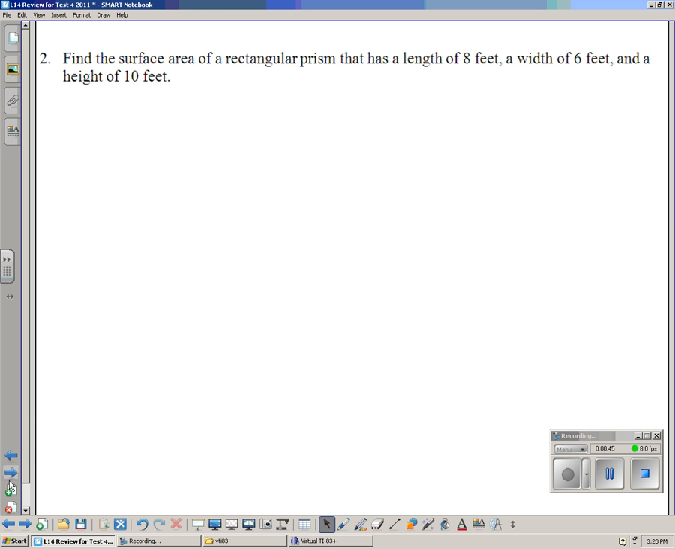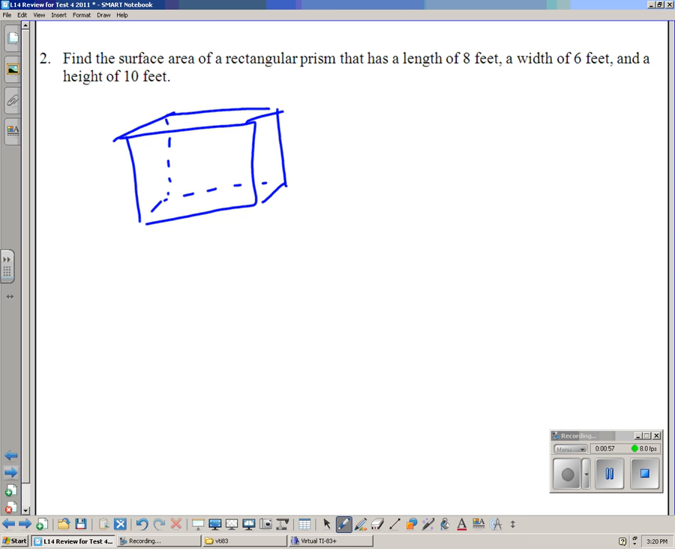Number 2 says we want to find the surface area of a rectangular prism that has a length of 8 feet, a width of 6 feet, and a height of 10 feet. Remember, surface area is all the areas of all the surfaces added up together. So on a rectangular prism, we have 6 surfaces, okay? So our dimensions of the prism are 8, 6, and 10. If you notice, the bottom and the top are the same.